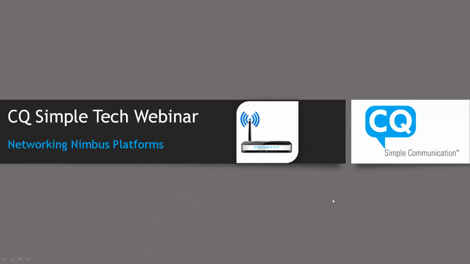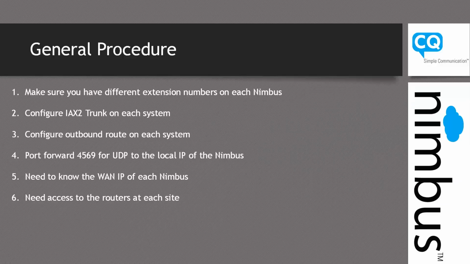The general procedure, the general setup: first thing you want to make sure is that you've got different extension numbers on each Nimbus. Maybe 100s on one, 200s on another, 1100s, 1200s. Next you want to configure an IAX trunk on each system. You're going to configure an outbound route on each system, and I'll take you through all that programming. Step number 4 is going to be key, because even if you've got 1 through 3 all set up correctly, it will not be effective until you have that port forwarding.